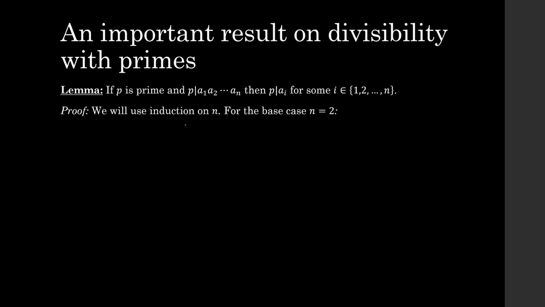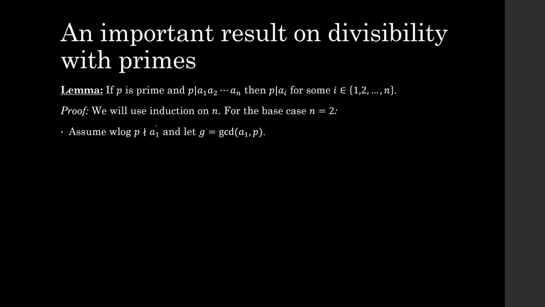So, let's take the proof. We're going to do this by induction on n. So for the base case n equals 2, that means that p is dividing the product of two numbers. So, we have two cases. Either p divides a1 or p divides a2. So if p divides a1, then we're done. So we have to think about the case where p doesn't divide a1. We can do this without loss of generality. I could switch a1 and a2.